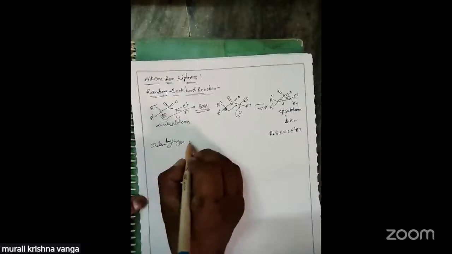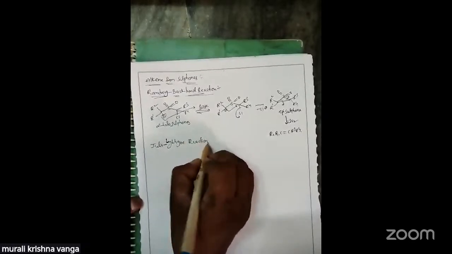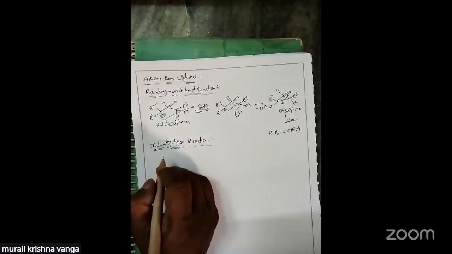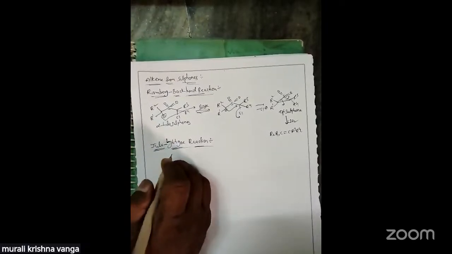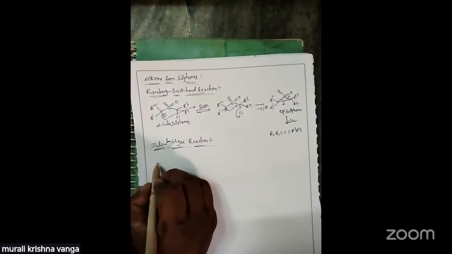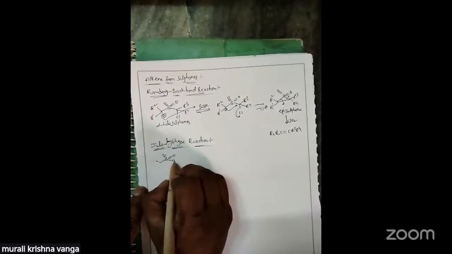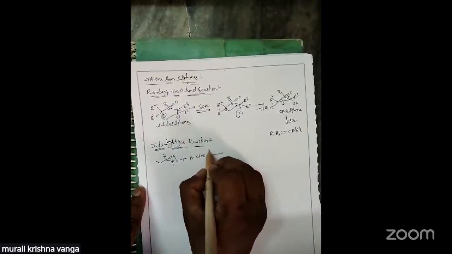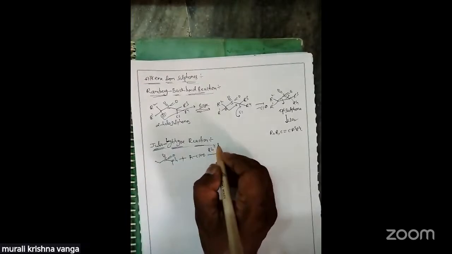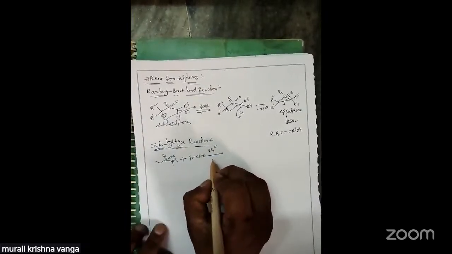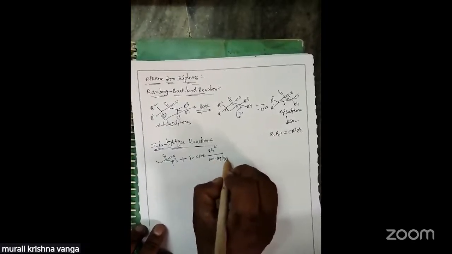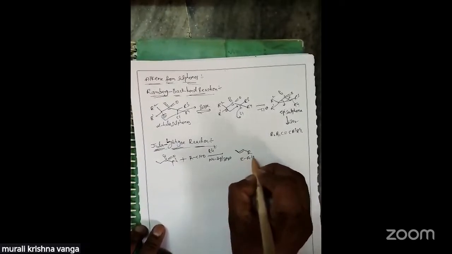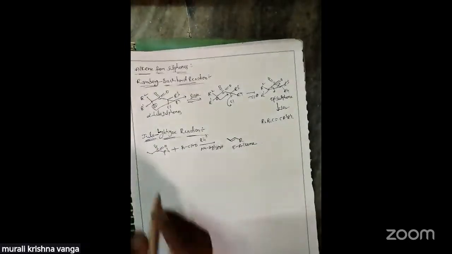Julia-Lythgoe reaction. In this reaction, phenylalkyl sulfones react with aldehydes in the presence of alkyl lithium, then sodium amalgam in ethanol, and E alkenes are given as the major product.